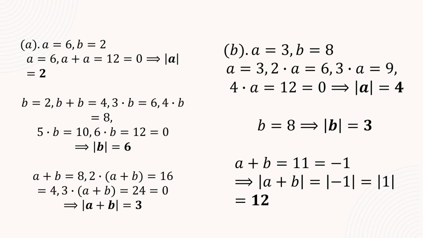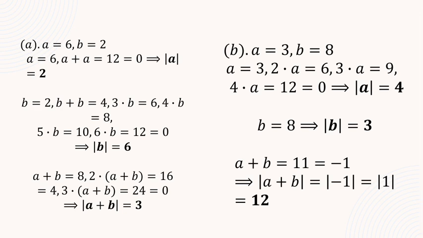So the absolute A plus B is equal to 3. For letter B, A equals 3, B equals 8. 3 times A equals 6, 3 times A equals 9, 4 times A equals 12, equals 0. Absolute A is equal to 4. B equals 8. So absolute B is equal to 3.